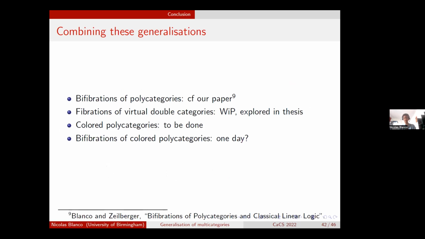Just to conclude, basically how to combine this idea. So combining bifibration and polycategories is something that I did for most of my thesis, and you can find a reference for this in a paper with Noam in NFPS. Then fibration of virtual double categories is work in progress, and I've written some of it in my thesis, soon to be out there, I hope. Colored polycategories is work to be done, and I know that other people are thinking about this too. And then, of course, the holy grail will be putting everything together in a bifibration of colored polycategories. So maybe one day. So thanks for listening to my talk.